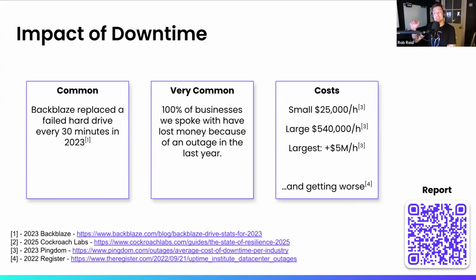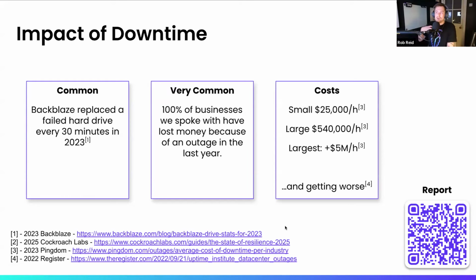For a small business, we're looking at around $25,000 per hour of lost income. And that's not including the reputational damage that comes alongside these outages. For a large business, we're over $500,000 per hour. And for the largest businesses, it can be in the many millions of dollars per hour of downtime. And that's only getting worse.